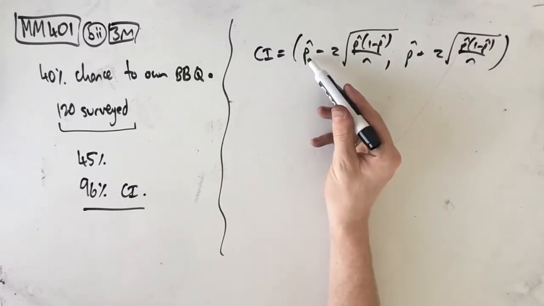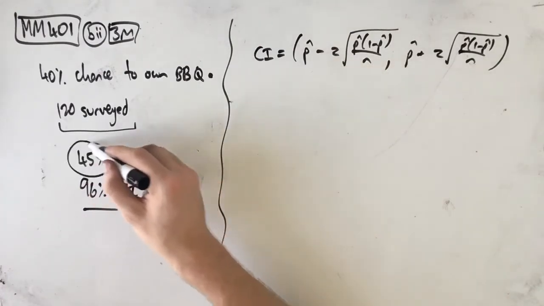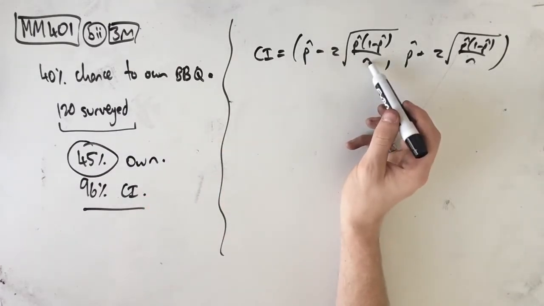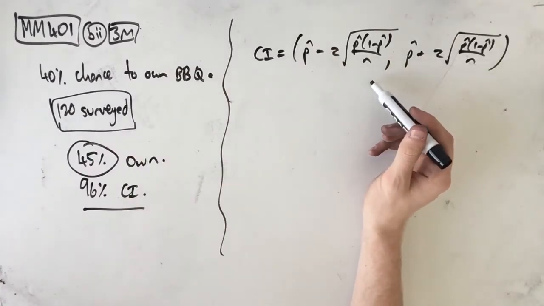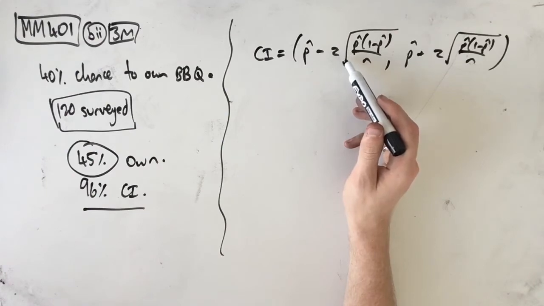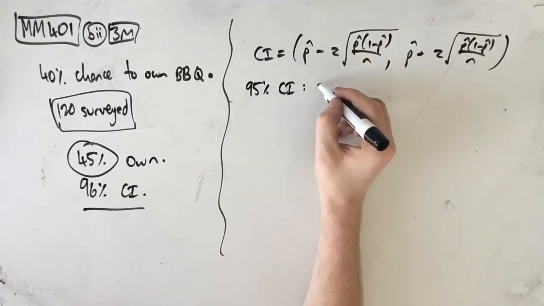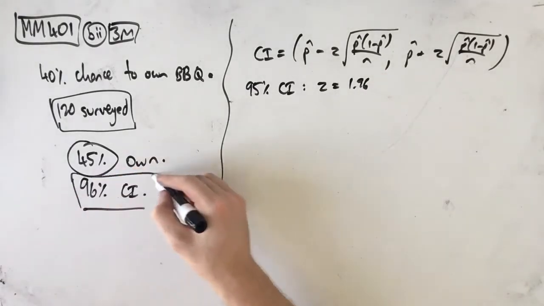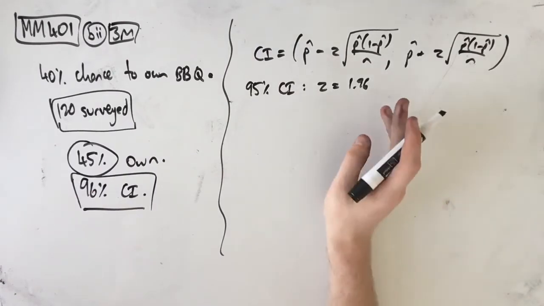So p hat is our proportion of successes in this sample, 45%, because we know that 45% own a barbecue. We know our n value, because that's 120, the number of people in the sample. But we don't know our z value. Normally with a 95% confidence interval, our z value equals 1.96, but because we've got a 96% confidence interval, we need to find this ourselves.